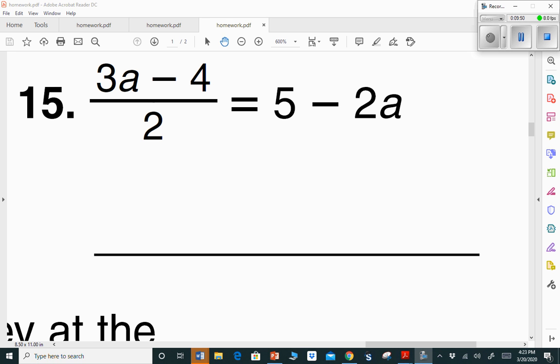All right, we've got to do number 15 because it's kind of a special kind of problem too. We've got two terms up here. That means things that are separated by addition or subtraction. And then a denominator underneath the whole thing. And that's sort of a special situation.